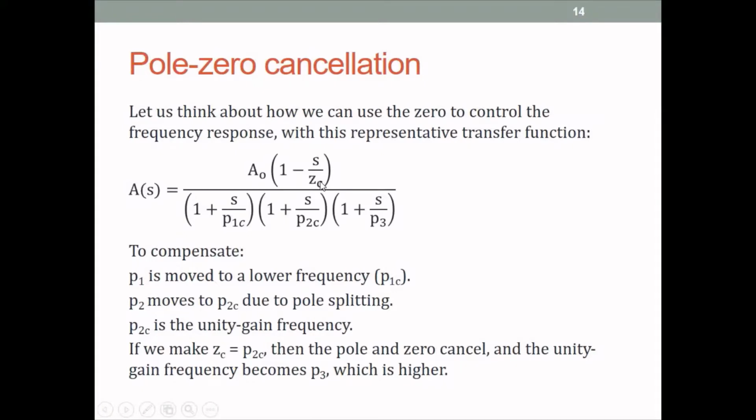Then if we make the magnitude of ZC equal to P2C, the numerator and denominator will cancel, and then we'll be left with A0 over 1 plus S by P1C into 1 plus S by P3. These two cancel, and then the unity gain frequency becomes P3, which is much larger typically than P2C, and therefore we get a much higher unity gain bandwidth. This is very beautiful and it is very attractive to do. Unfortunately, it doesn't work in practice.